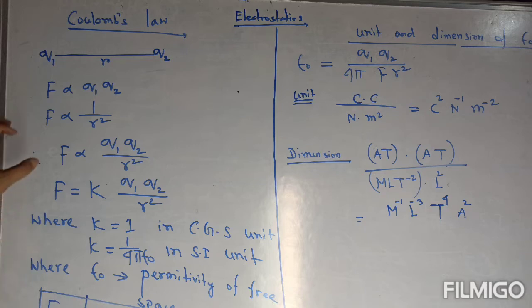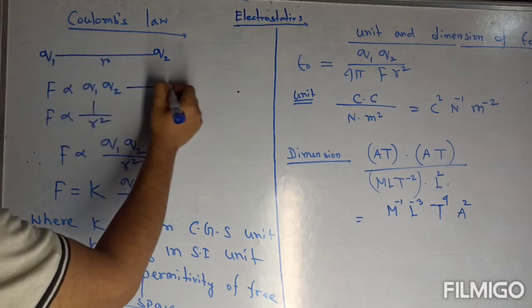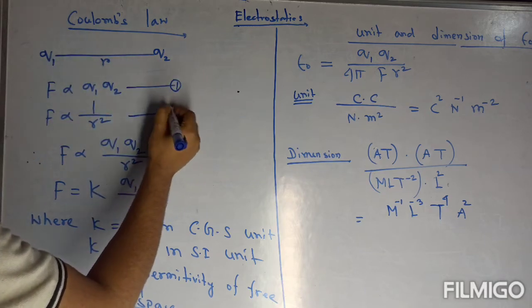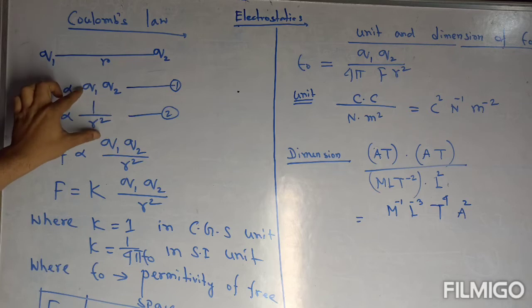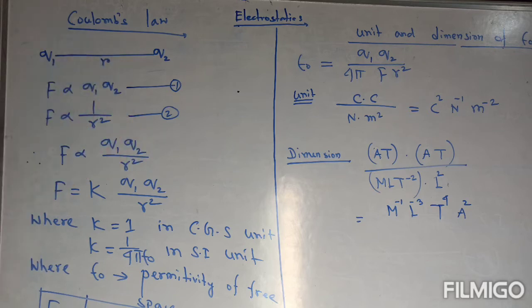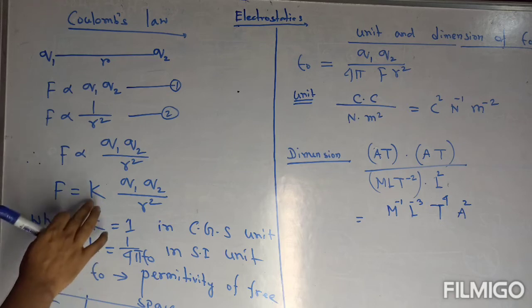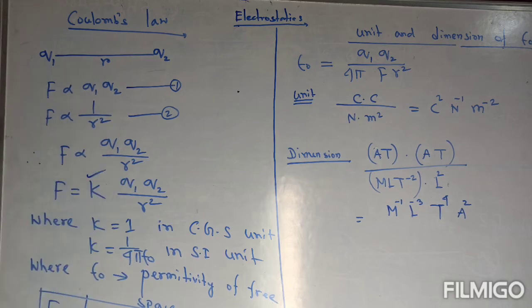Now, if I combine equation number 1 and equation number 2, then what can we write? We can write here F is proportional to Q1 Q2 by r square, because this is directly proportional to Q1 Q2 and inversely proportional to the square of the distance between these two charges. Now if I remove this proportional sign, there will be a constant. This constant is K, with Q1 Q2 by r square.